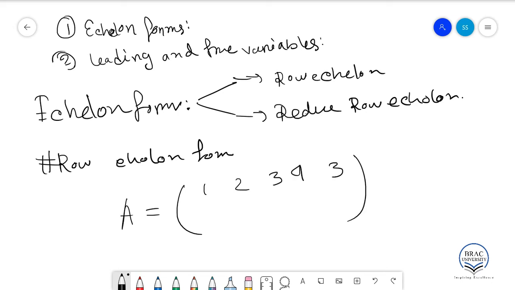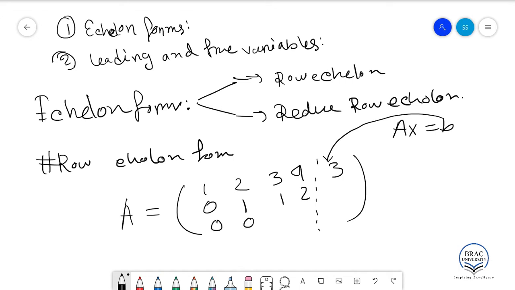Now I want you to notice that I'm putting a dashed line over here because any linear system will have this form, Ax equals B, and this column will correspond to the B column. And I'm taking some other entries, that is 0 0 1 1 2, another one is 0 0 0 0 0 over here, another 0 over there.